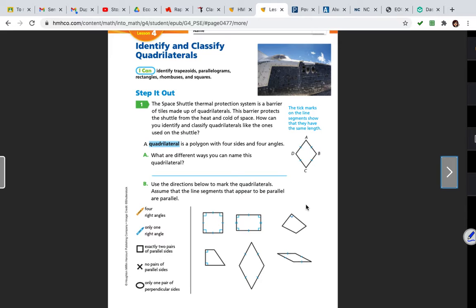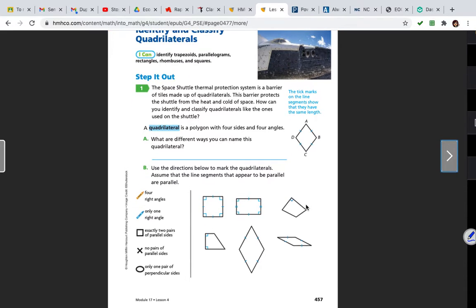So let's look at the picture. So we have some type of space shuttle. It says the Space Shuttle Thermal Protection System is a barrier of tiles made up of quadrilaterals. This barrier protects the shuttle from the heat and cold of space. How can you identify and classify? So we're going to identify and classify quadrilaterals like the ones used on the shuttle.